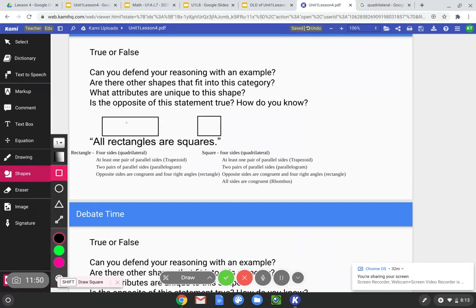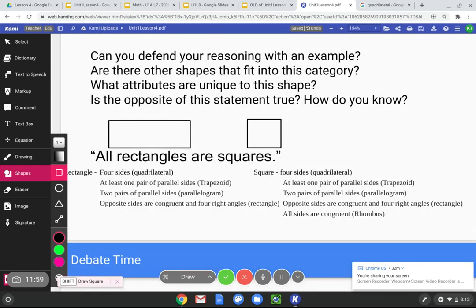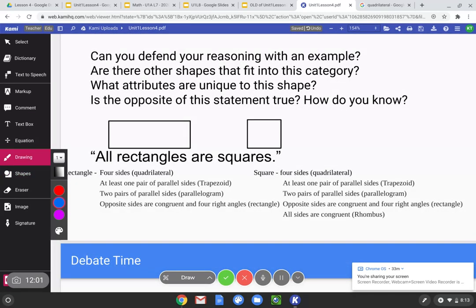So here we have a picture of a rectangle and a square, and we can see this visual difference. You see how when we say opposite sides are congruent, we see that's one length and then that's another length. But the sides are shorter. With the square, all sides are the same. All sides are congruent.